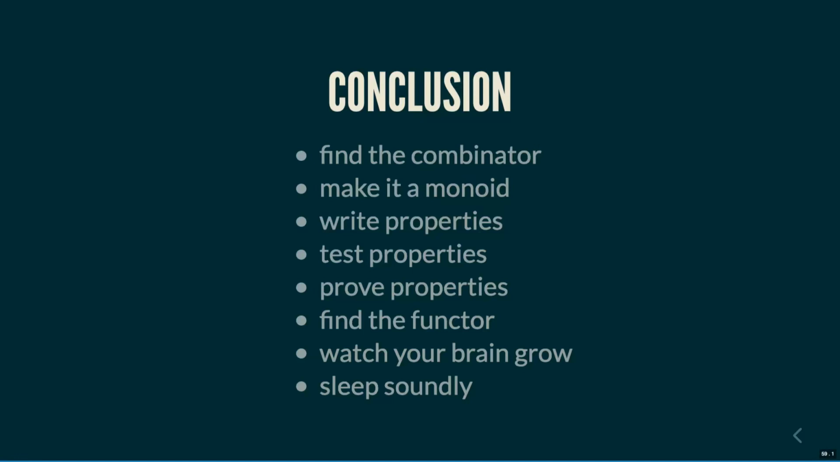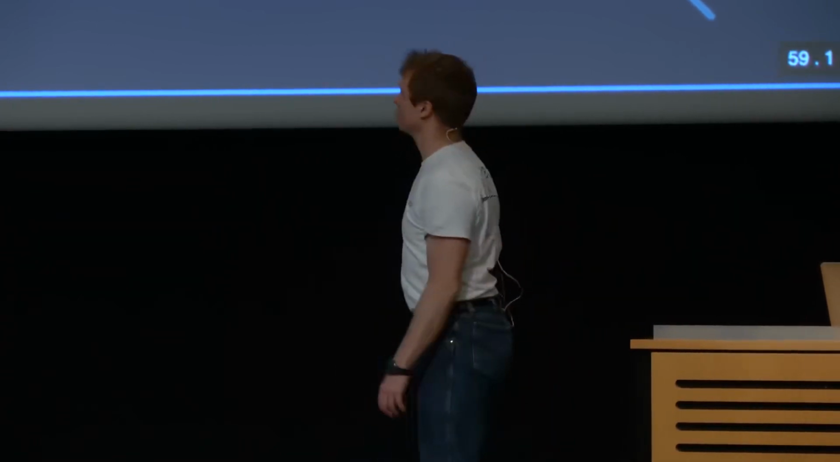Generally, write properties for the operations in your software. Test those properties using Quick Check. If you feel like it and you have a lot of time, prove them correct. Find the functor. If you found the monoid, find the functor next. And it might take time. I'm very old, as you noticed at the beginning, so it gets easier over the years, and it will just seem like a regular staple of your arsenal when you program.